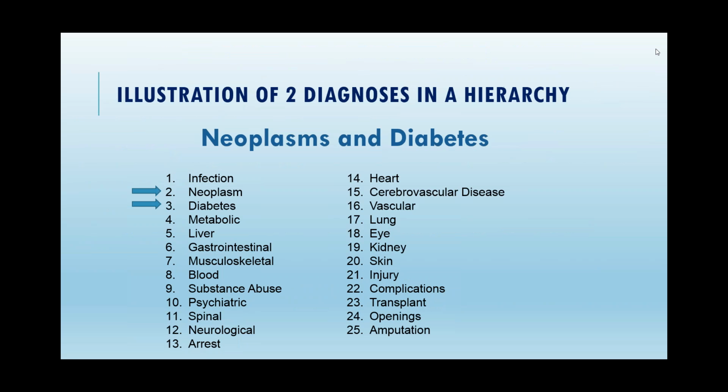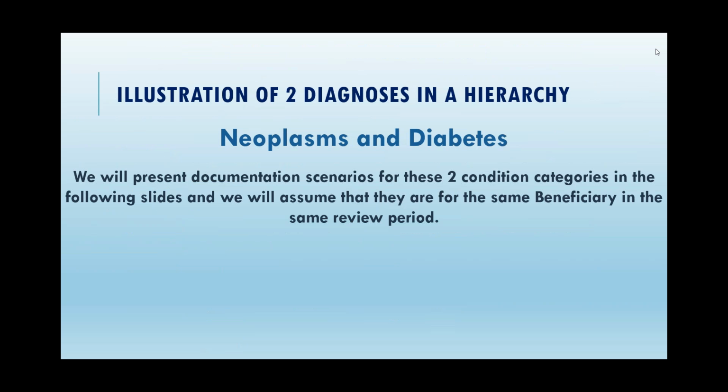Let's take a look at an illustration of 2 diagnoses in a hierarchy. And we're going to take a look at 2 different condition categories in our hierarchies. Today we've selected neoplasms and diabetes. We'll present documentation scenarios for these 2 condition categories in the following slides. And for today's purpose, we'll assume that they are for the same beneficiary in the same review period.